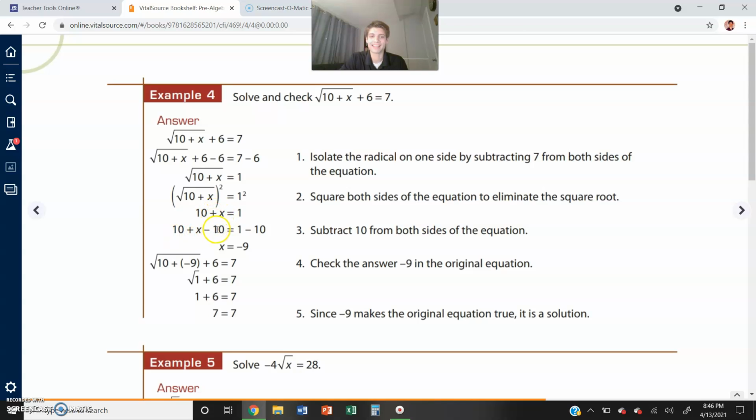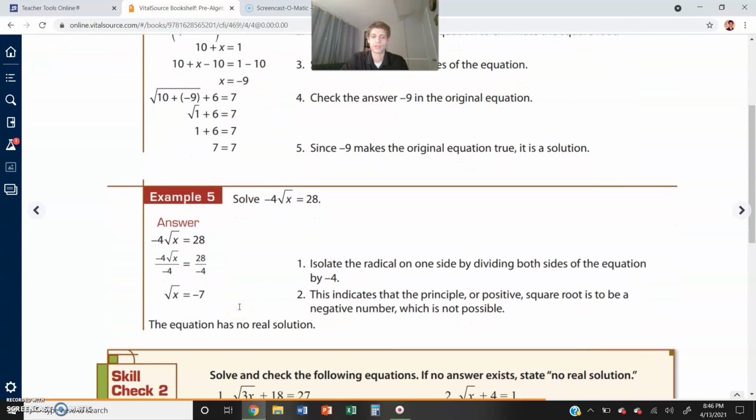So I subtract 10 from both sides. Here they wrote it vertically. We're used to writing it vertically. Here they wrote it horizontally. It's the same thing. They subtract 10 from this side, and they'll subtract 10 from this side. So you're left with x, and then 1 minus 10 is negative 9. Plug it in, and your answer is correct.